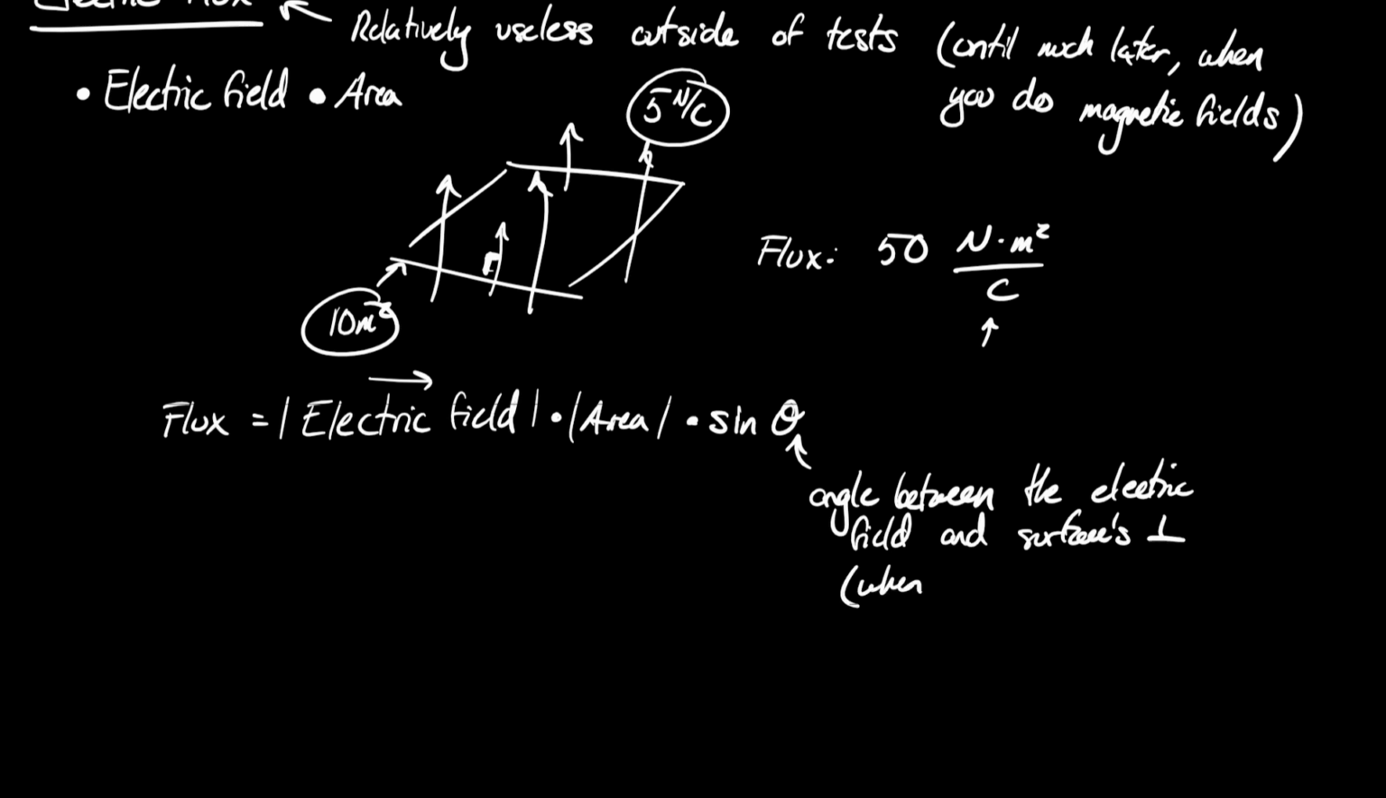When the lines are perpendicular, that means theta equals 90 degrees, and so sine of theta would then become 1 and drop out of the equation, giving you this one that you actually use in practice, this formula.